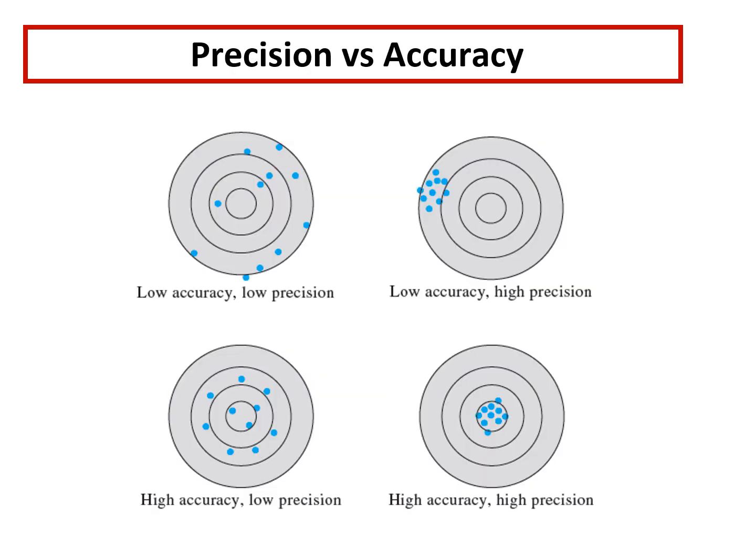So again, precision is the closeness between repeated measurements. Accuracy is the closeness of a measurement to the true value. And these are illustrated in the figures shown in the slide.